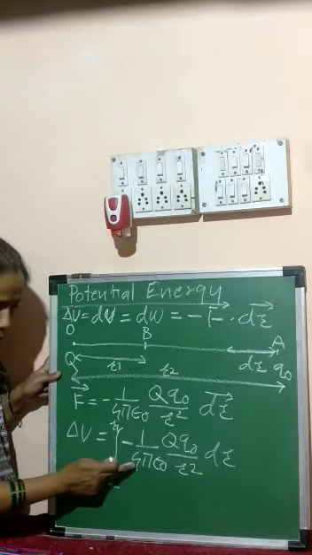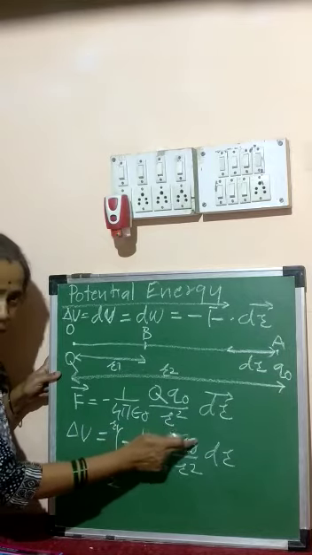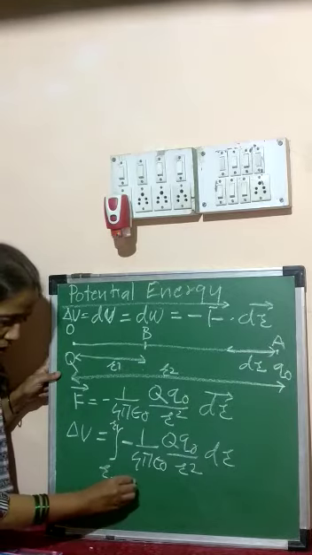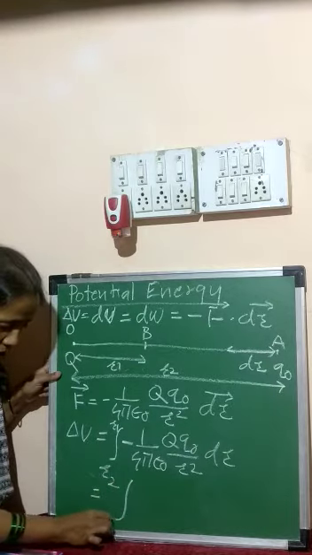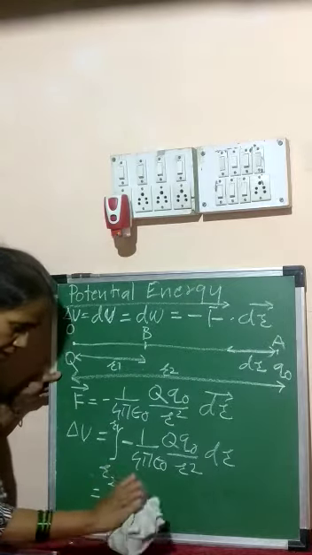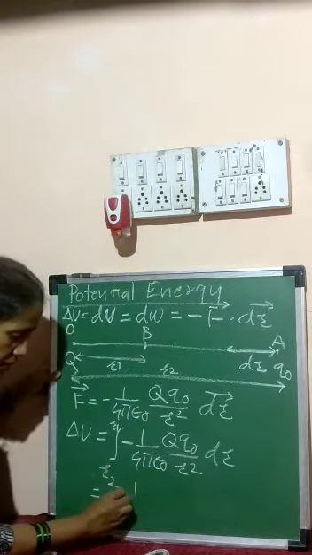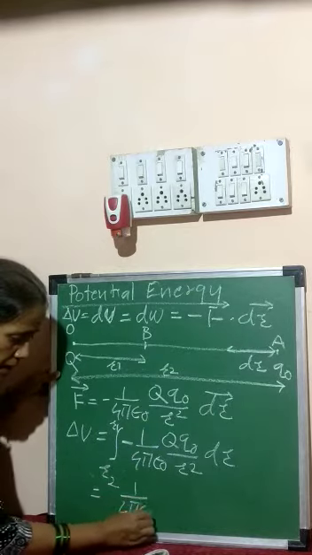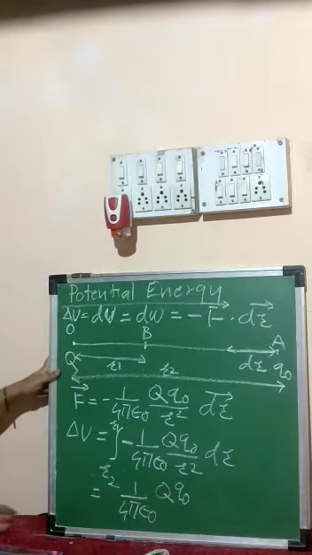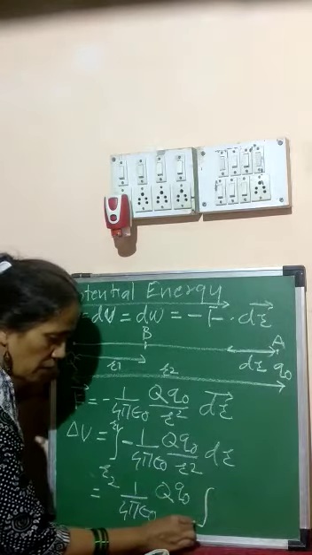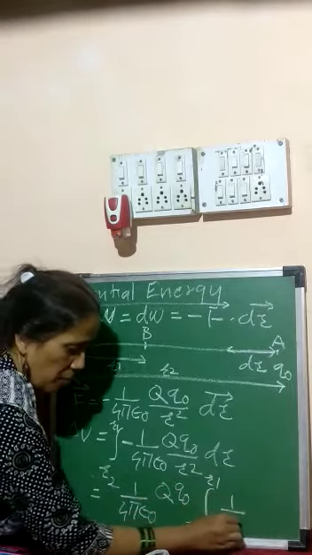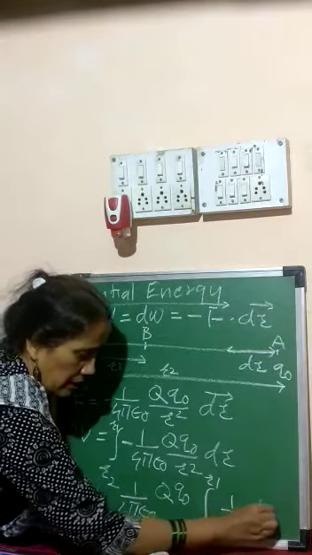So now this 1 upon 4 pi epsilon naught Q Q0, these are the constant quantity, so that should be taken out of integration. Before that, I'll take the constant quantity out of integration: 1 upon 4 pi epsilon naught capital Q Q0. These are the constant quantity. Integration is from R2 to R1, and here is 1 upon R square into dr.